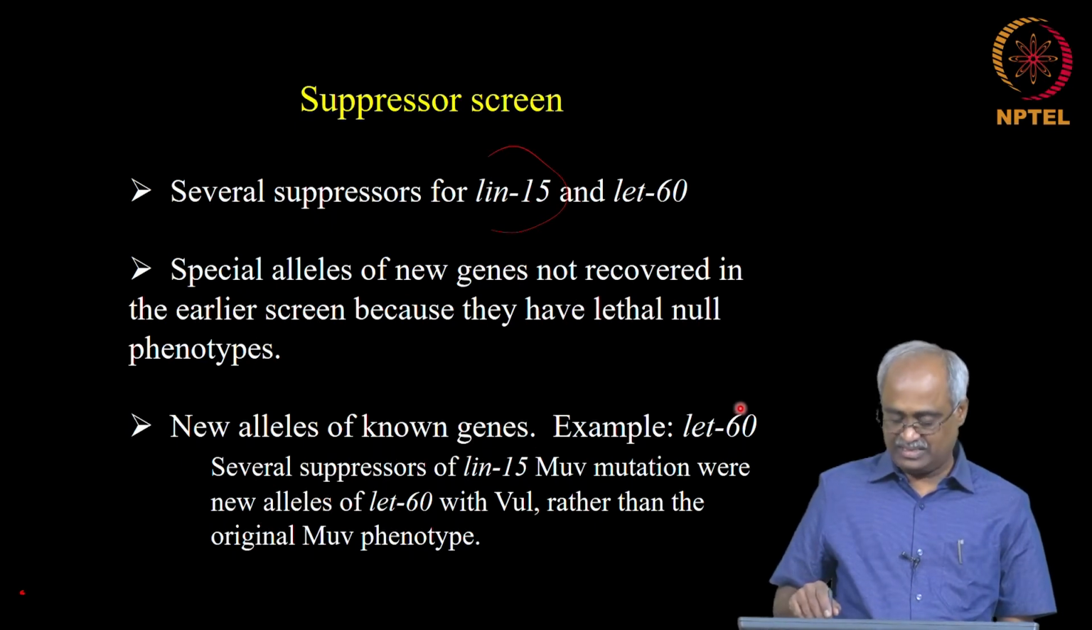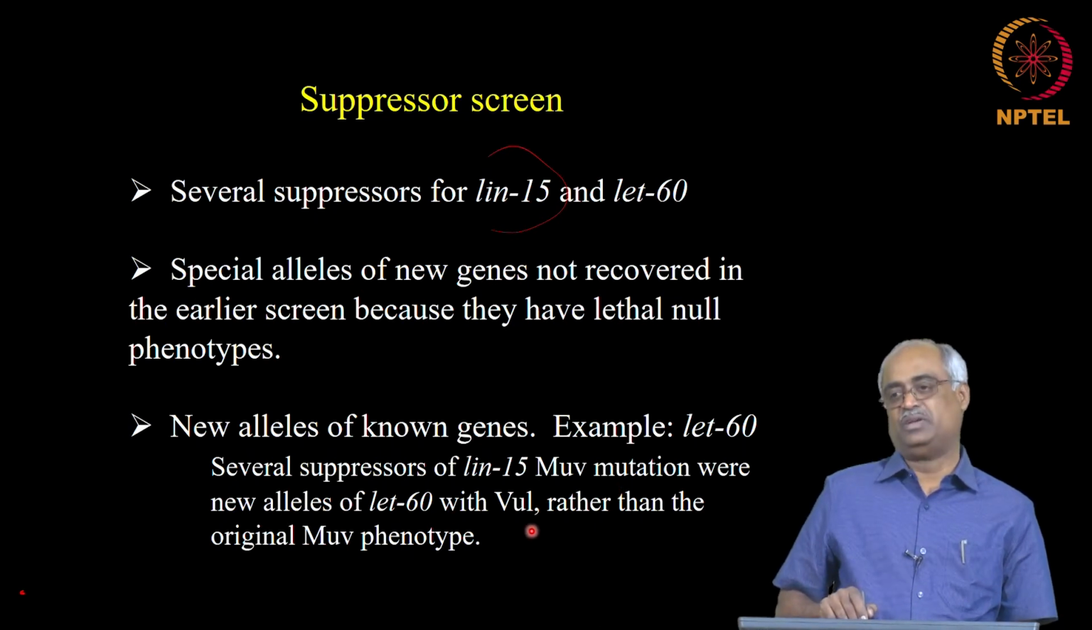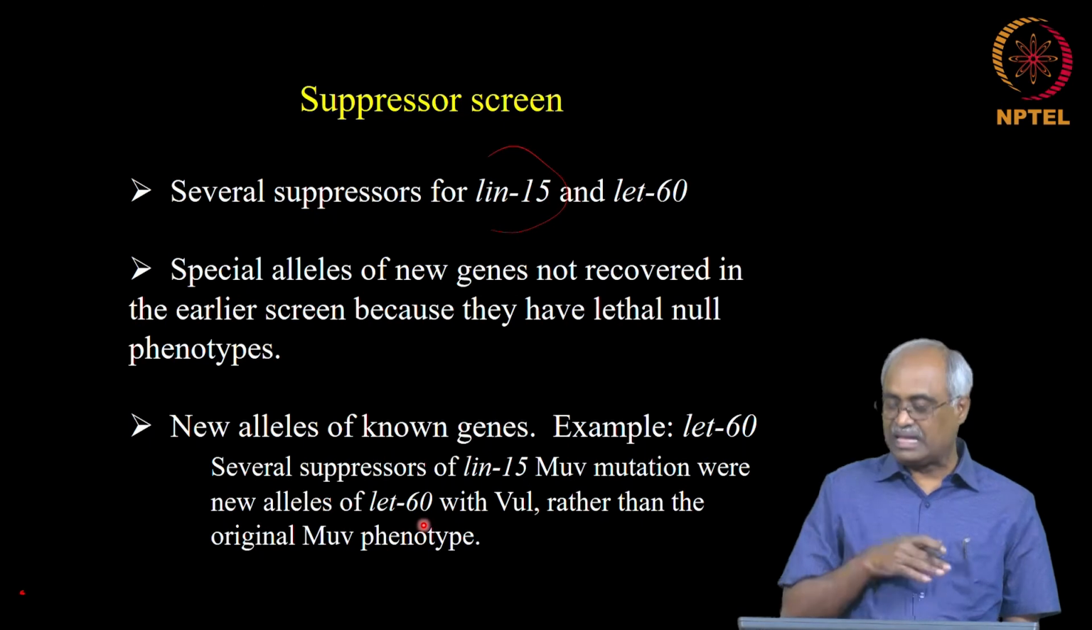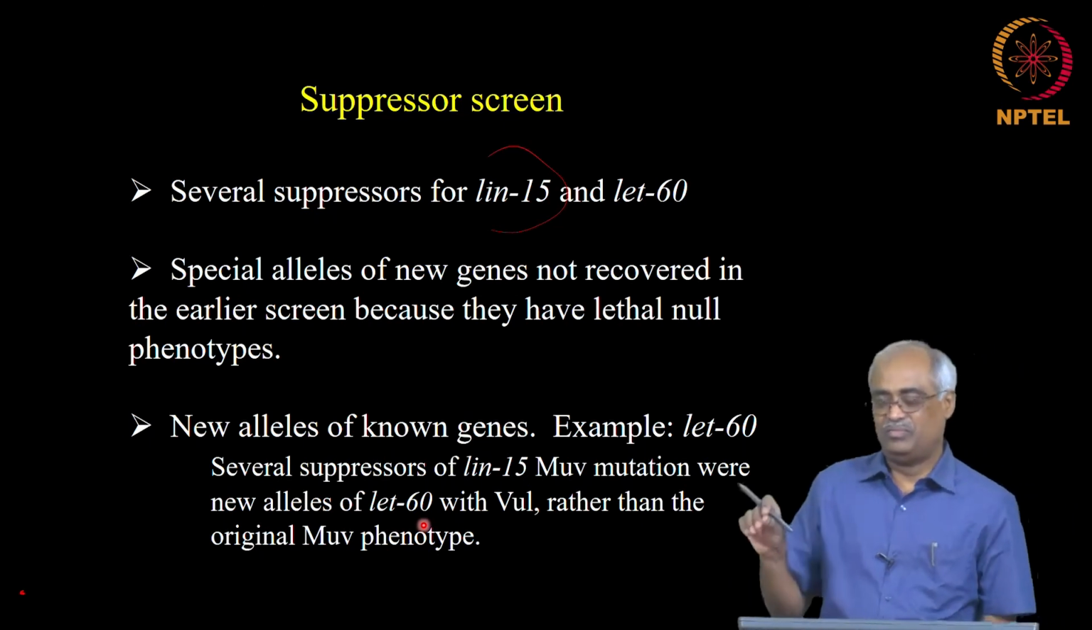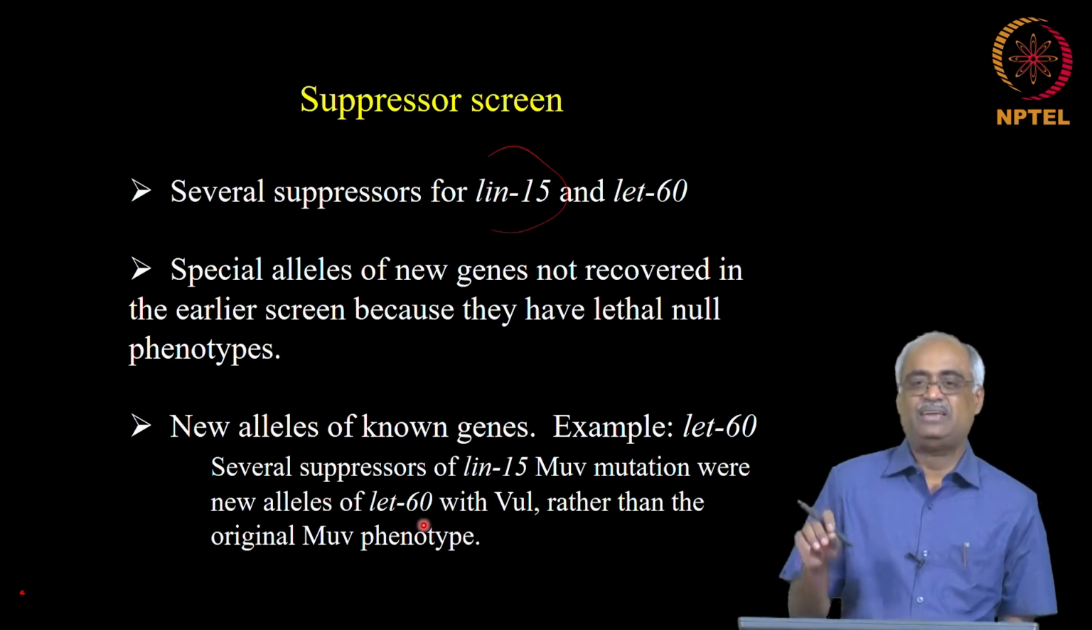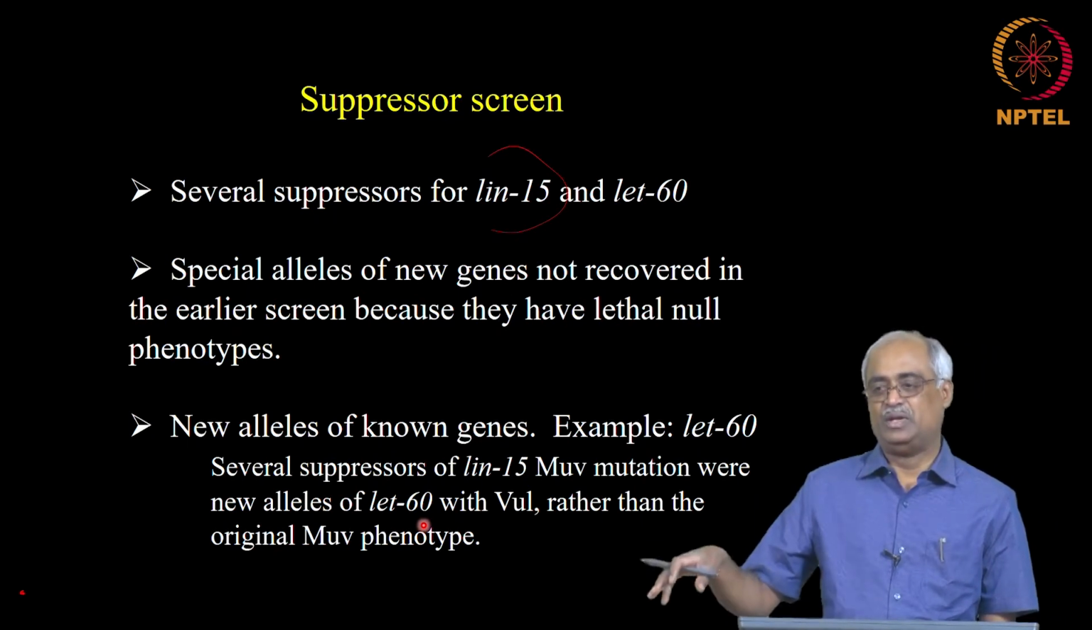For example, LET60. Several suppressors of the Lin15 multi-vulva mutation were new alleles of LET60 with a vulva-less phenotype. So, when you do not have LET60, you are actually not going to make vulva, when you lose LET60 function only during vulva development.